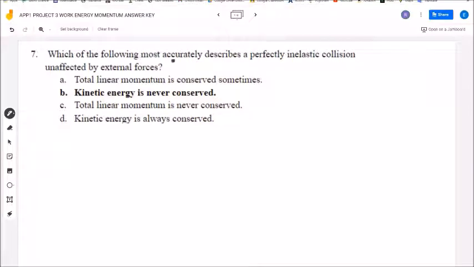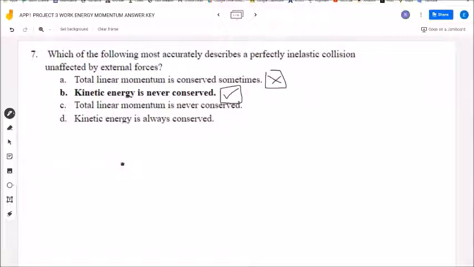Which of the following most accurately describes a perfectly inelastic collision unaffected by external forces? A. Total linear momentum is conserved sometimes. Now we know that this is not true. This is a principle of physics. B. Kinetic energy is never conserved. Now this is a true statement. In a perfectly inelastic collision, kinetic energy is never conserved.